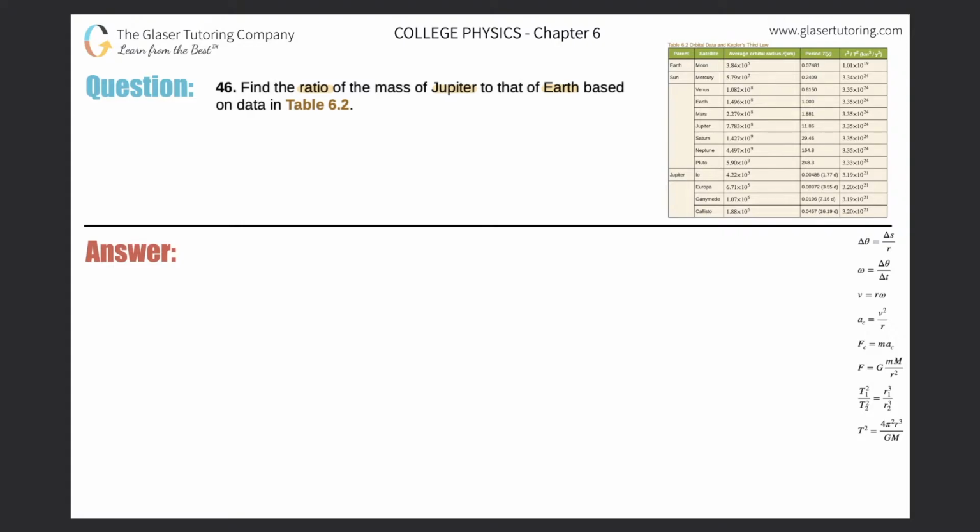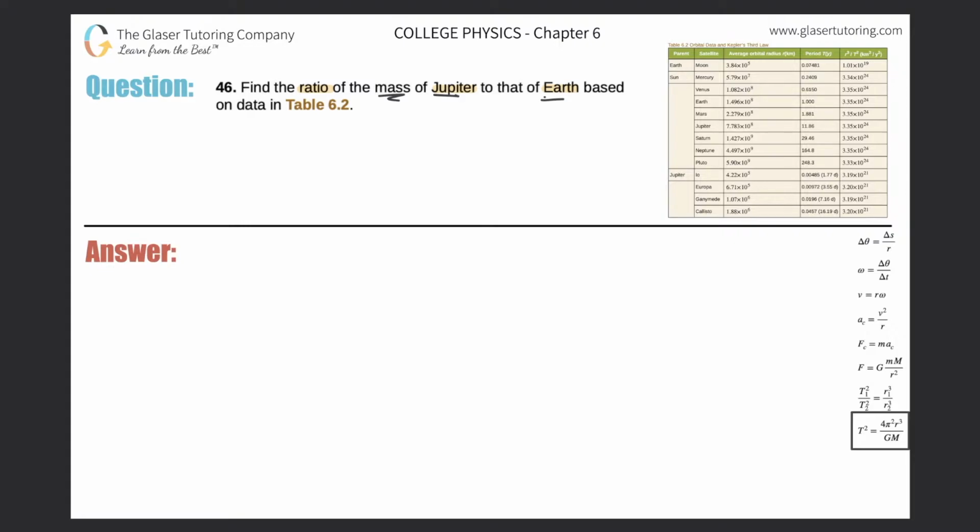So what we need to do, realizing some of the information that's given in this table, is somehow relate the masses of Jupiter to that of Earth. I'm probably going to be using this formula down here on the bottom. Let me detail what that formula represents.